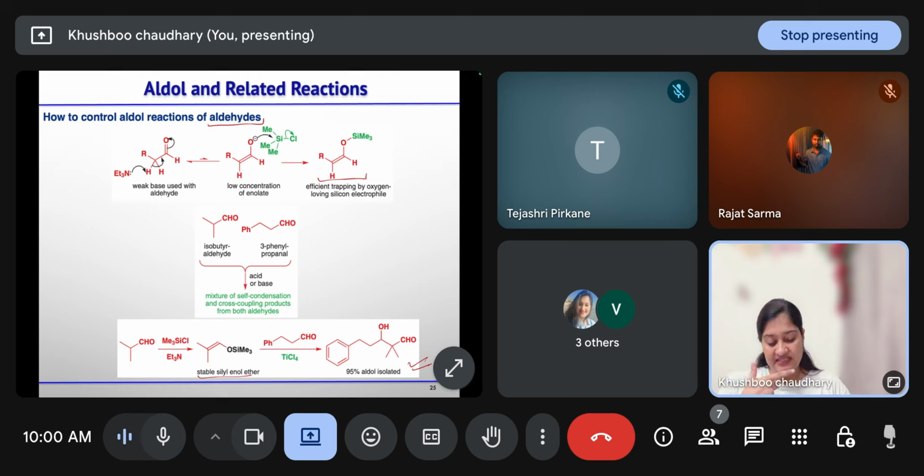And if we are using isobutyraldehyde or 3-phenylpropanal, where no bulkiness or less bulkiness was there, in that case a mixture of products we will get, from cross coupling reactions or self condensation products. That is the problem with aldehydes, because aldehyde is more reactive, and self condensation products we can get easily.